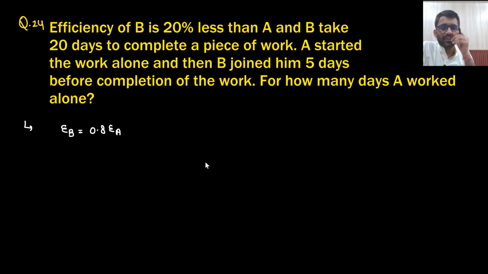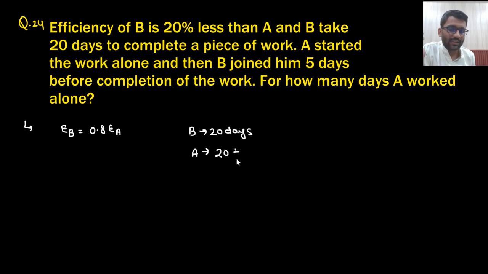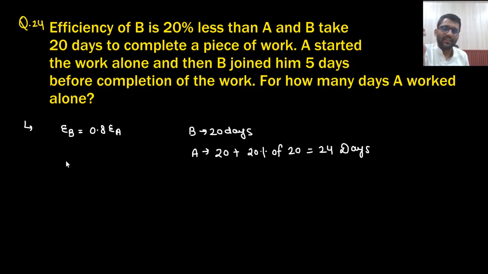And B takes 20 days to complete a piece of work. So if B is taking 20 days, how many days will A take? Because B's efficiency is 20% less, it will take 20% more time. So 20 plus 20% of 20, that means 24 days. And if you don't understand that, let's just say the work is W.